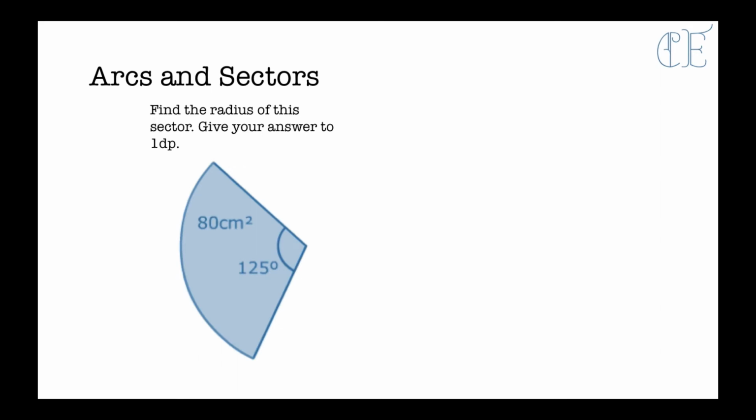So for this question, it's asking you to find the radius of this sector, giving your answer to 1 decimal place. What you do know here is the angle at the centre, and you know that the area of this sector is 80 centimetres squared. Now it's asking us to find the radius, so we're going to use the formula for the area of the sector. Whichever formula you use, it must have pi in it, and we just input the information we have here. So 125 would go on top out of 360 in total, times pi times r squared.